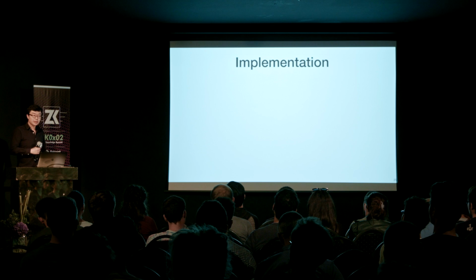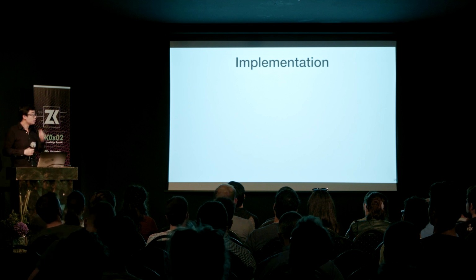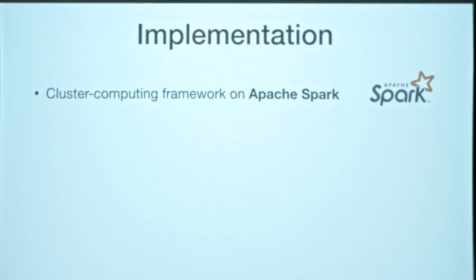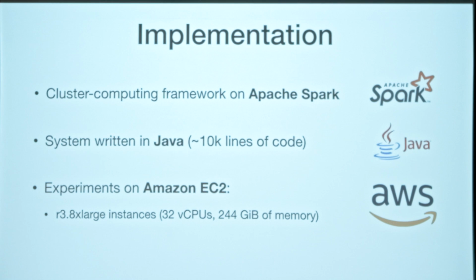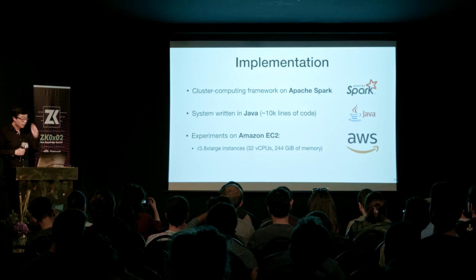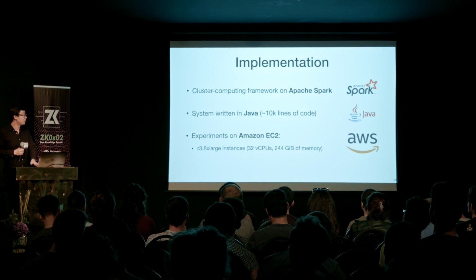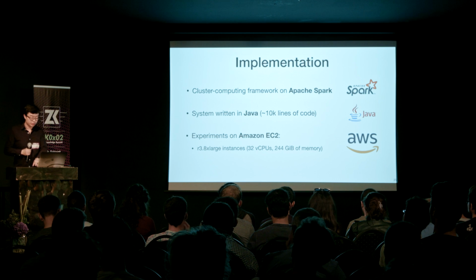We implemented DIZK, and we used a cluster compute framework called Apache Spark. Our system is written in Java with approximately 10,000 lines of code. We ran our experiments on EC2 using R3 8X large instances. These each have 32 virtual CPUs and 244 gigabytes of memory. Our evaluations showed us some really interesting patterns and properties.